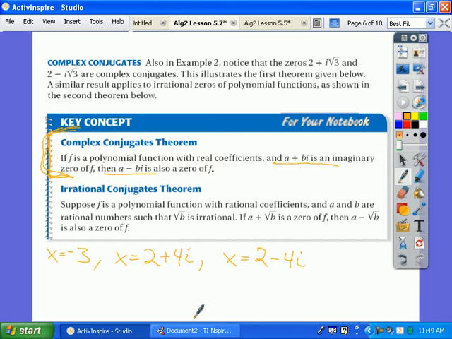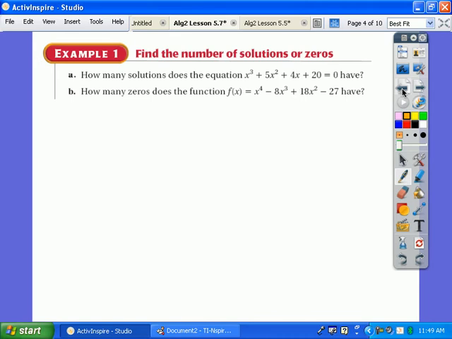Okay. So let's see this in application. So here, let's look at part A. This is a cubic polynomial. How many solutions does it have? How many solutions does part A have? Cubic polynomial must have 3. Now, so there must be 3. Okay. Now the next question is, can all 3 be real?